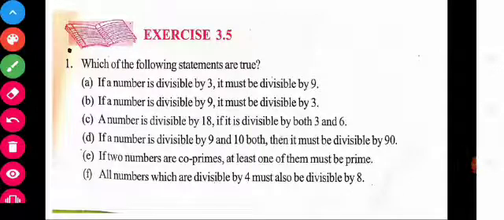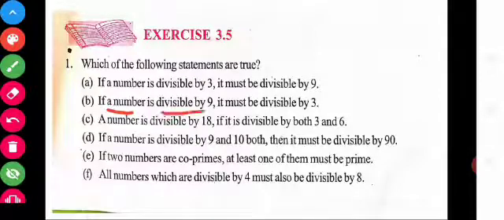Exercise 3.5. Which of the following statements are true? If a number is divisible by 3, it must be divisible by 9. Is it true or false? It is false, because there are many numbers which are divisible by 3 but not divisible by 9. See the example, 30 is divisible by 3 but not divisible by 9. So it is false.